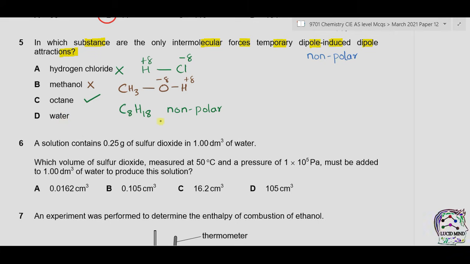In D, we have water. The formula is H2O. We have 2 hydrogen, 1 oxygen. Again, oxygen is more electronegative, so it is partial negative. Hydrogen will be partial positive. Opposite poles are present, so water is polar. D is incorrect. Answer is therefore C.